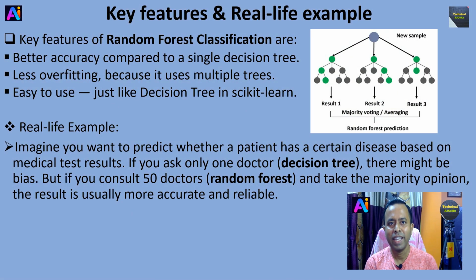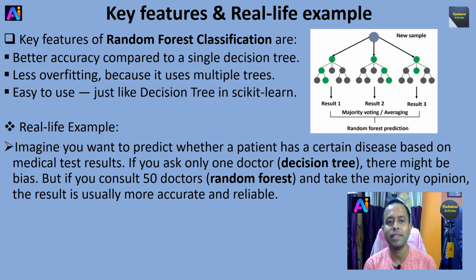Now we discuss the key features and real life examples. Key features of random forest classification are better accuracy compared to a single decision tree and less overfitting because it uses multiple trees. Each and every tree gives a prediction, and from these predictions we find the majority vote, which becomes the final result. So that's why it is more accurate and stable.